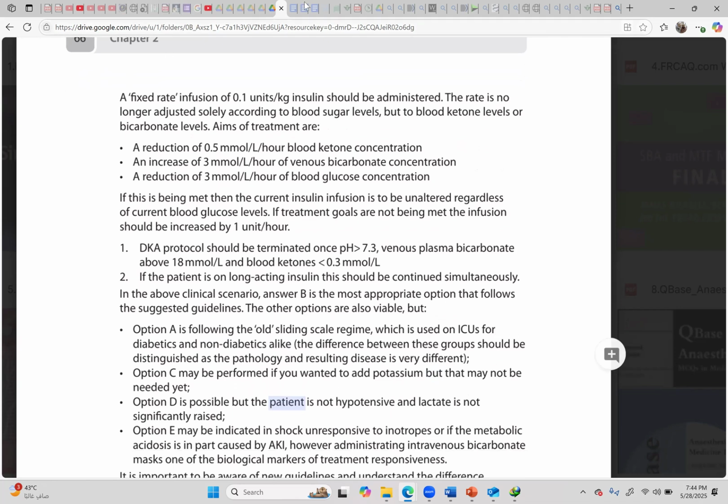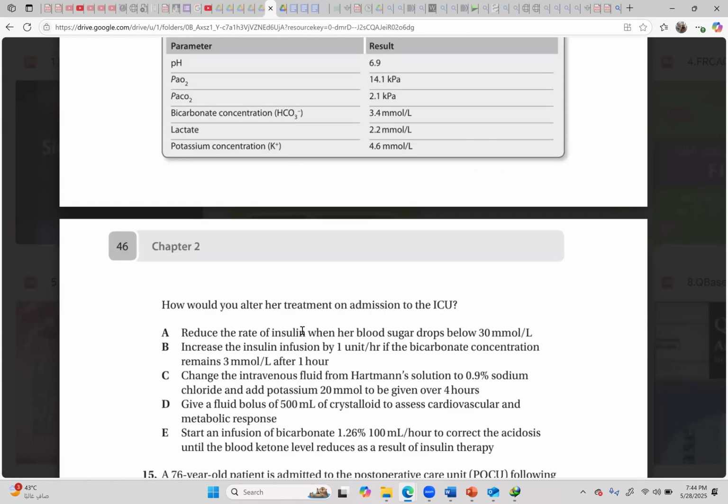Let's see the options again. Reduce the insulin when the blood sugar drops below 30 millimole. So this is according to the blood sugar, because 30 millimole is still high. So I don't know, that's why it's not correct. Increase insulin infusion by 1 unit per hour if the bicarbonate concentration remains 3 millimole after 1 hour. So this is the correct answer.